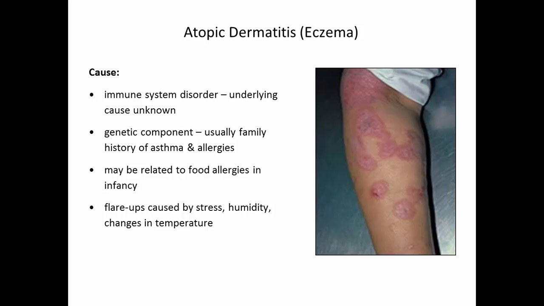We know that there's a connection between food allergies in infancy and development of eczema. And we also know that there are certain triggers that will cause a flare-up of eczema, and then it will go away for a while. So things like stress, humidity, changes in temperature will cause an outbreak of a skin disorder. It looks like this. Sometimes eczema occurs in kids, and then it will disappear as an adult. Arms and legs are particularly vulnerable to outbreaks of eczema.